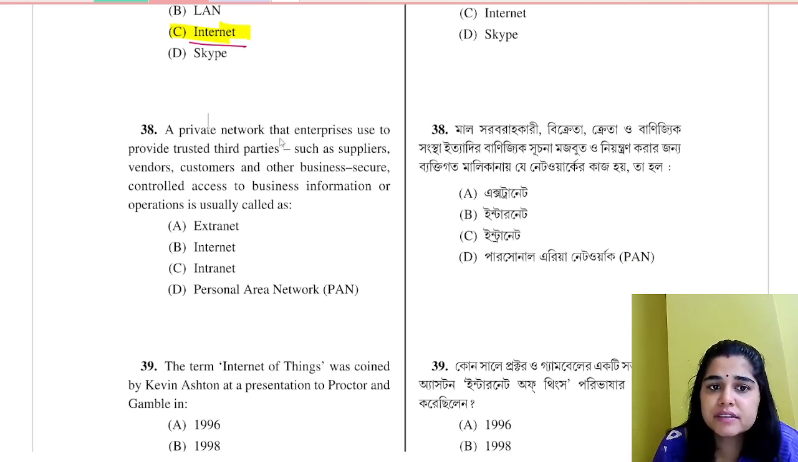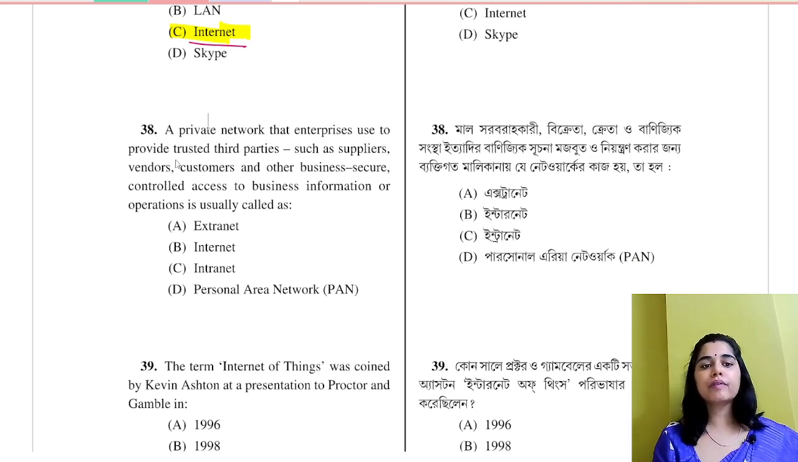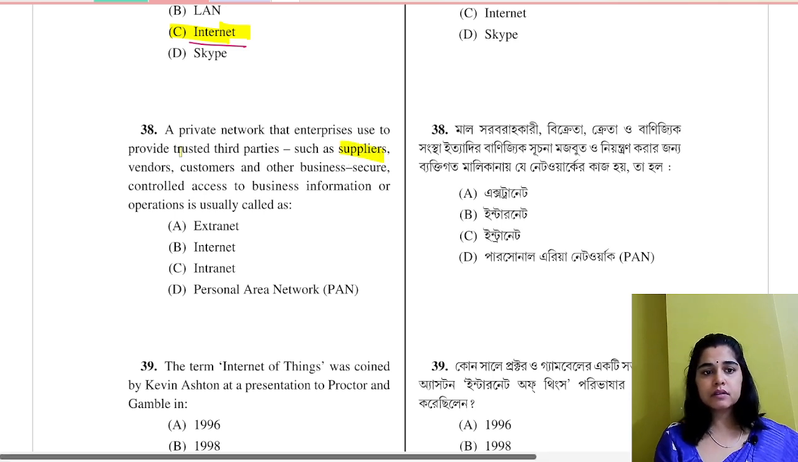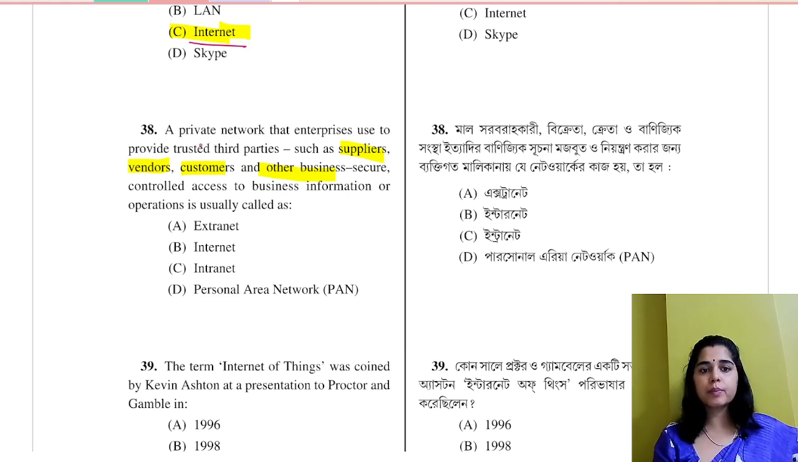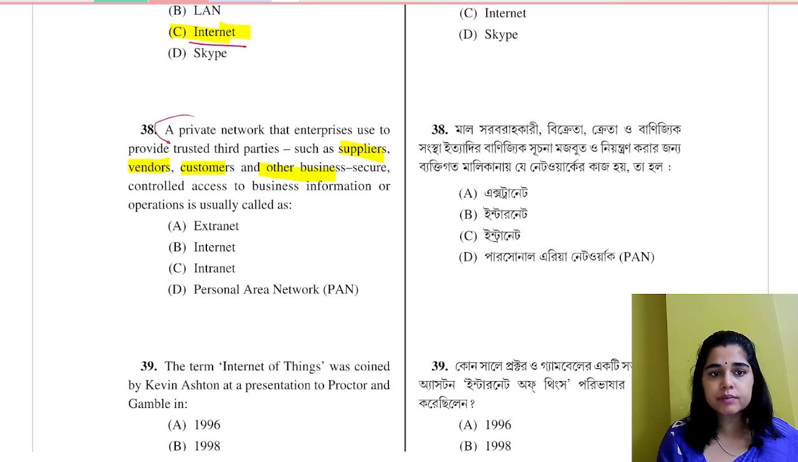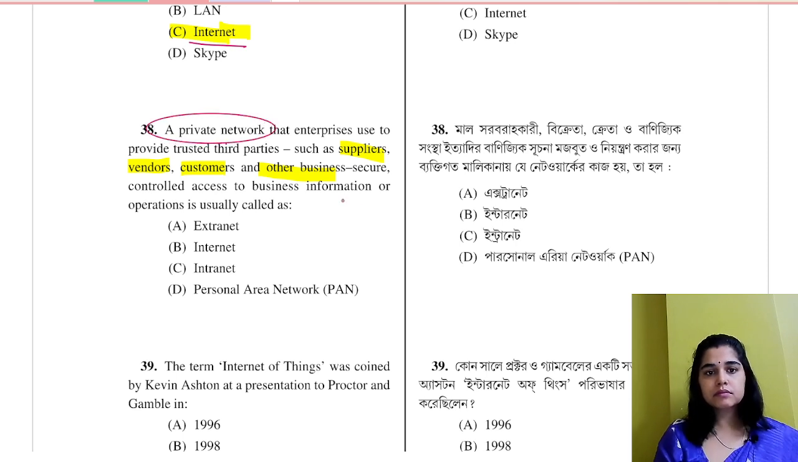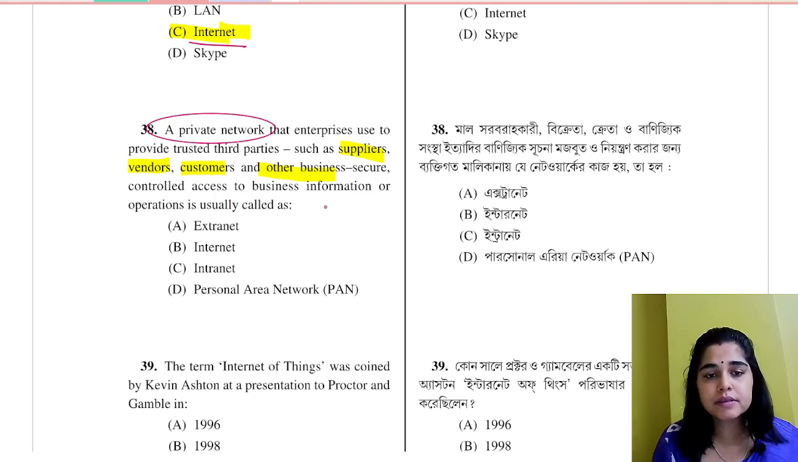A private network that an enterprise uses to provide trusted third parties such as suppliers, vendors, customers, and other businesses. Here, who is giving them information or sharing something? The company is sharing here. It's a private network, right? Secure control and access to business information or operation, usually called.